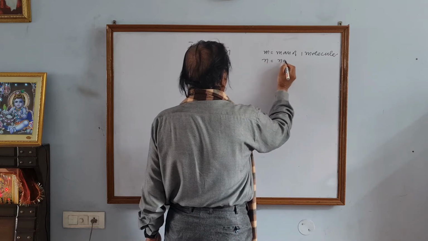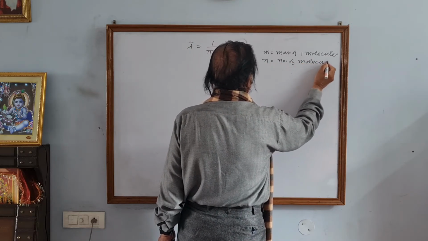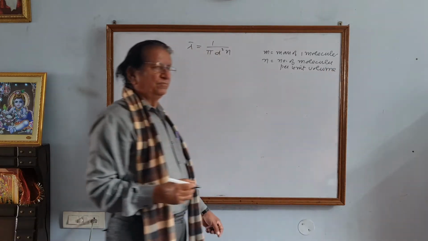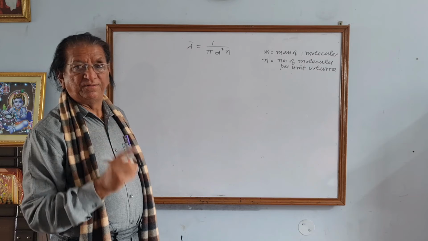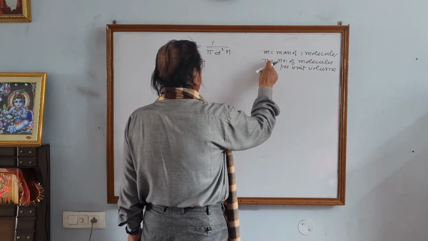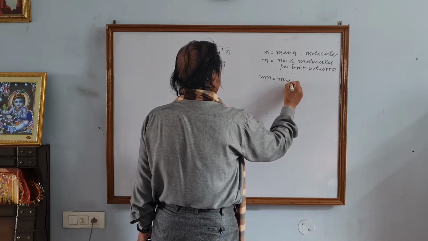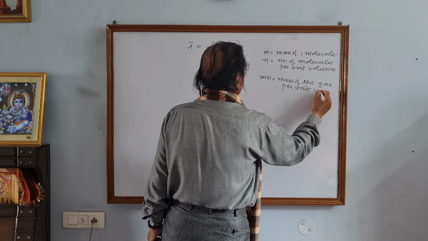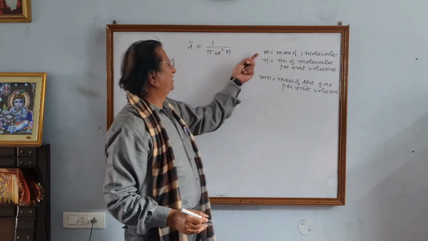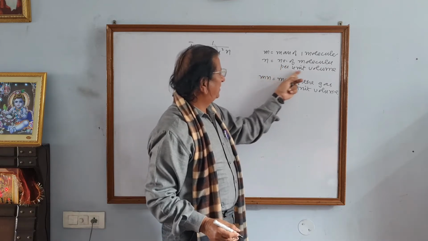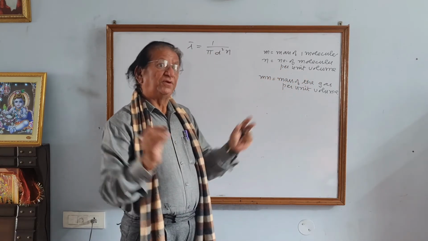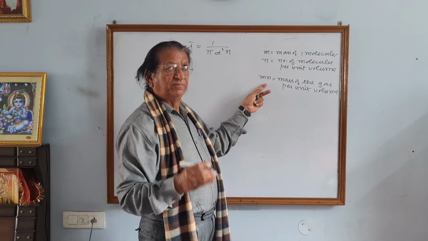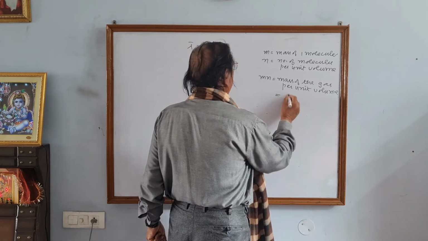and n is the number of molecules per unit volume. So what will be m into n? This will be the mass of the gas per unit volume. Mass of one molecule into number of molecules, and this number of molecules is per unit volume, not the total number of molecules. So this will give you the mass of the gas per unit volume, and this is otherwise equal to density.